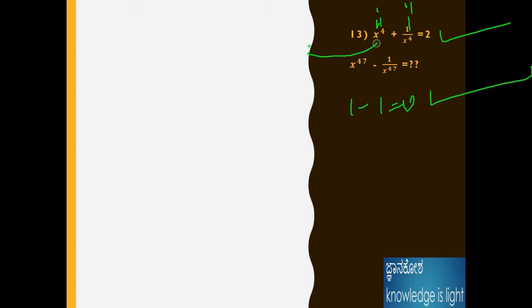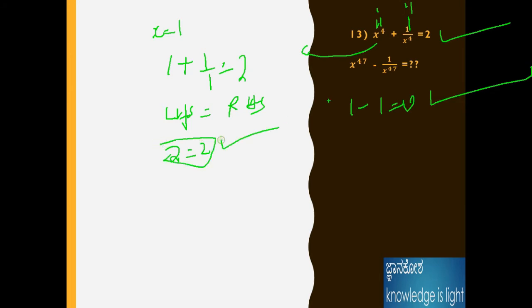Understand? If I apply x as 1, x is equal to 1, then 1 plus 1 by 1 is equal to the RHS. This is the LHS, the left hand side, and the right hand side. 2 is equal to 2. The proof is correct.